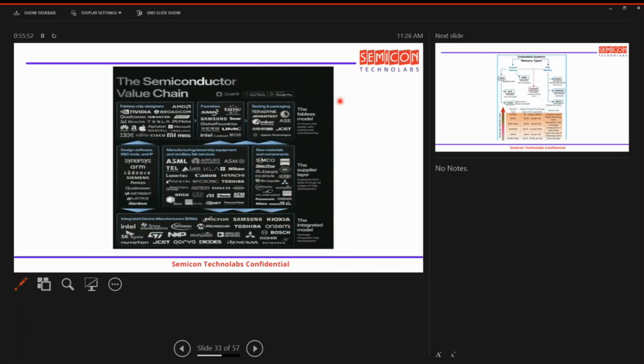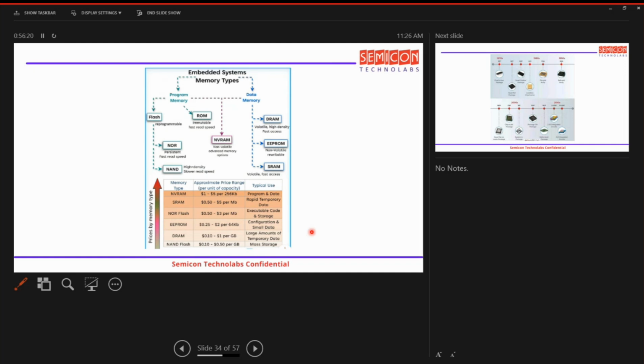And a similar kind, the fabless model, where they don't have a fab of their own, they have to depend on other fabs, right? The supplier layer where we do the manufacturing, and the integrated model, where the companies have their own fabrication unit. They don't depend on an external fabrication unit. That's how the three broadly differentiated models are there in the semiconductor value chain.